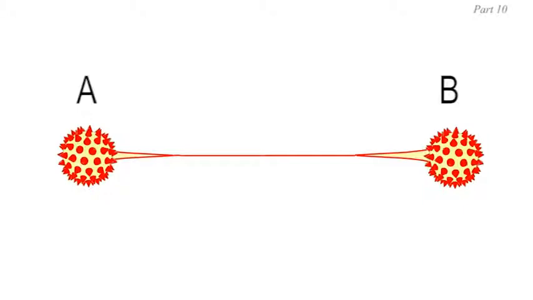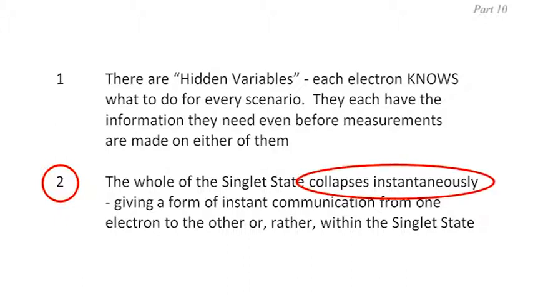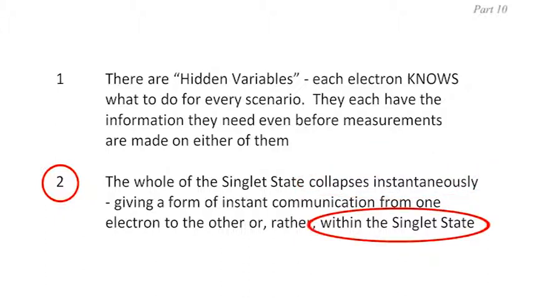But for now, I want simply to suggest that we have these two possible ways of explaining the spin decisions, or at least thinking about them. Number one, there are hidden variables. Each electron knows what to do for every scenario. They each have the information they need even before measurements are made on either of them. And number two, the whole of the singlet state collapses instantaneously, giving a form of instant communication from one electron to the other, or rather within the singlet state.